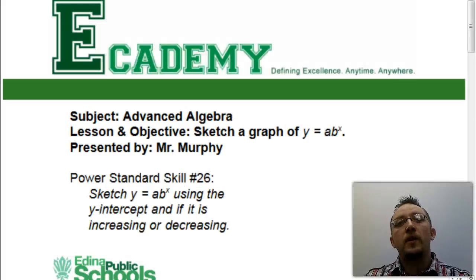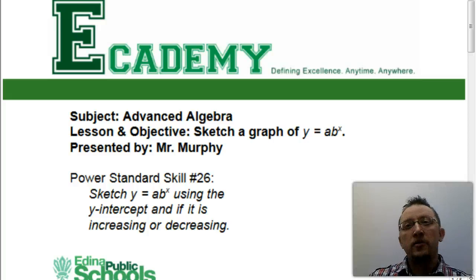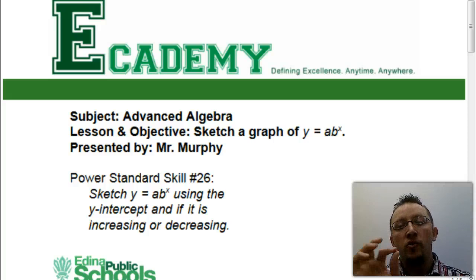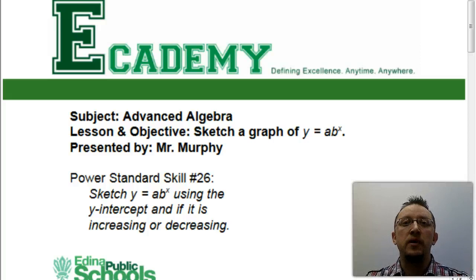Well, there you have it. That is Power Standard skill number 26. Hopefully after seeing some of these graphs, you have a better understanding of how to graph some of these exponential functions. Again, the key is to make sure that you know how to identify those little pieces: how to identify whether it's increasing or decreasing by looking at the value for b, and also that the value for a gives away what the y-intercept is going to be. So hopefully you feel like you've mastered this skill, and good luck on your quiz.